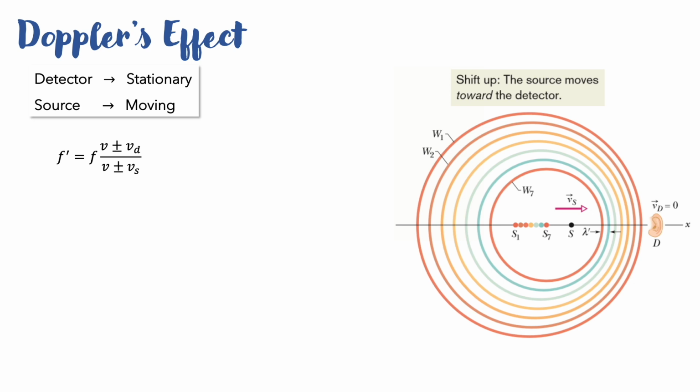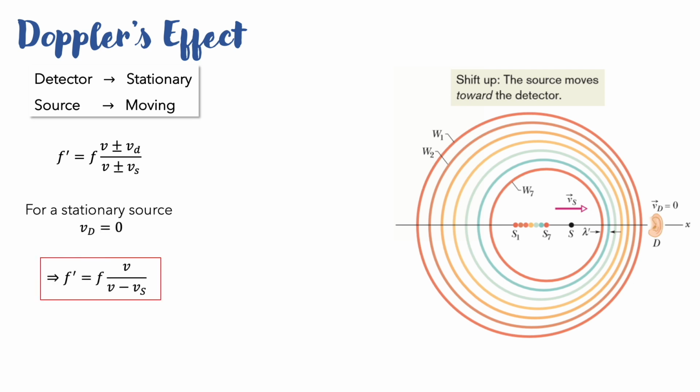Then our general formula can be written like this, that for a stationary detector Vd will be equal to 0, so this part will be equal to 0, so V divided by V minus Vs. Why is that so? Why are we using the minus sign here? Just think about it for a while, then I will tell you the reason.